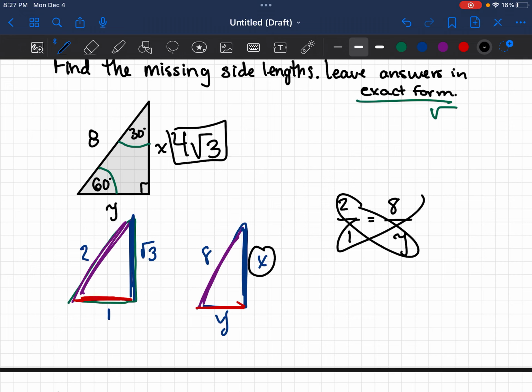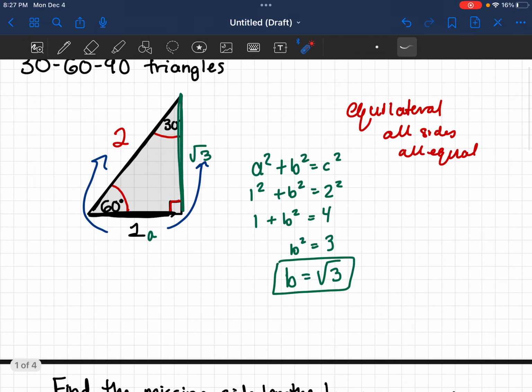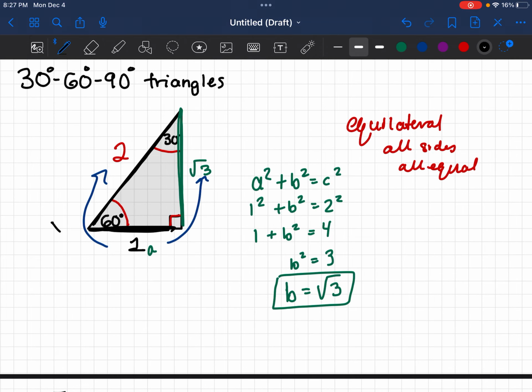I'm going to multiply across, and I get 2y equals 8. Divide by 2 on both sides, and I get y equals 4. Now, this makes sense. If we're looking at our original triangle here, there's always going to be a relationship from this short leg to the hypotenuse that's times 2. And there's always going to be a relationship between the short leg and the long leg that's times the square root of 3.